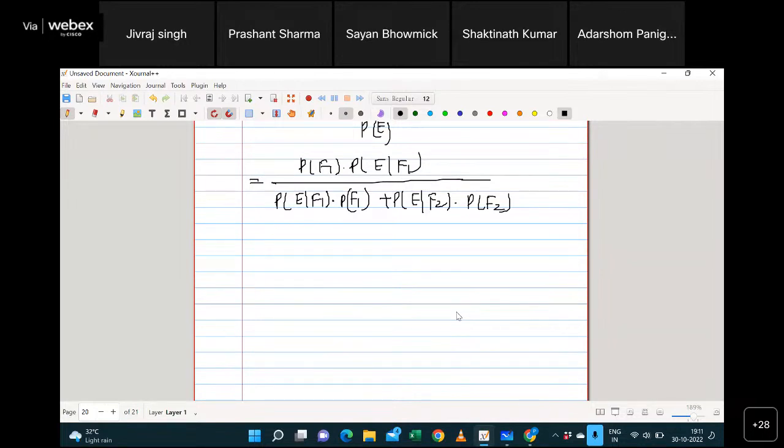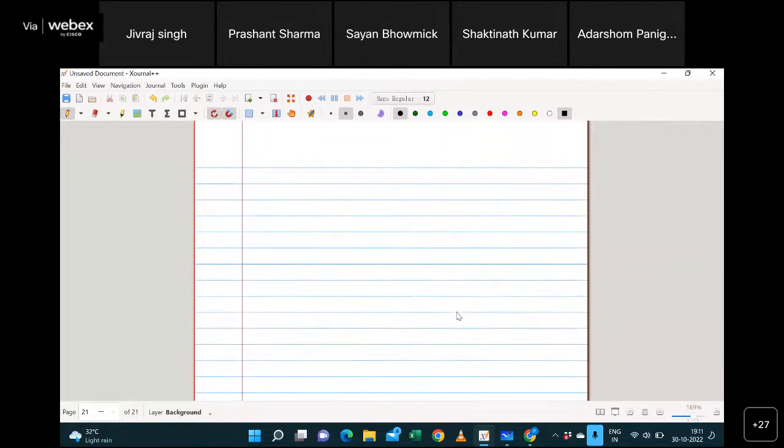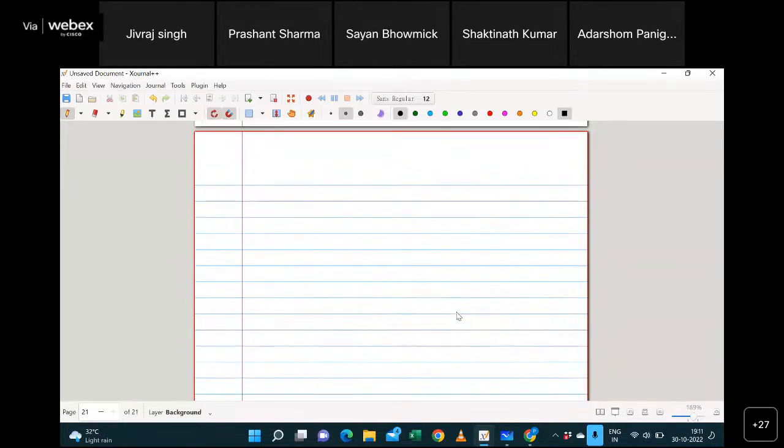Okay, so I'm going to take an example by which I think the multiplication rule, law of total probability, and Bayes theorem will be clear. So suppose I have two fridges.